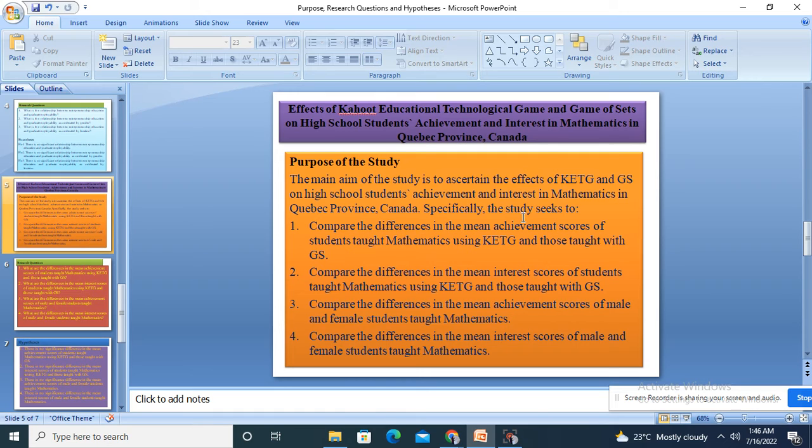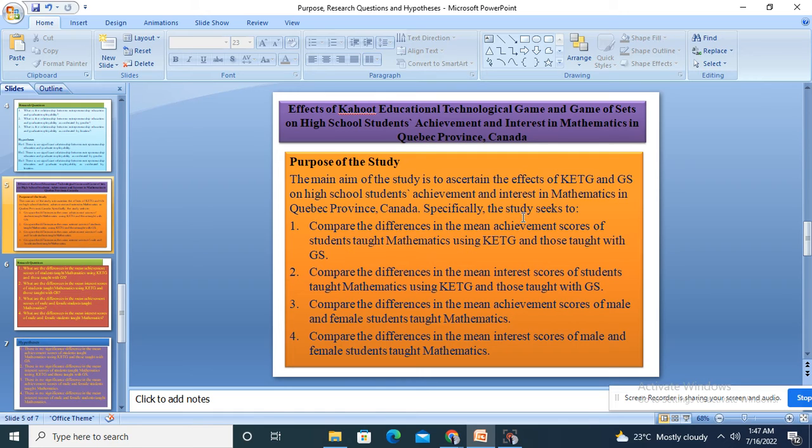Now, purpose of the study. You first state the main aim of this study. The main aim of the study is to ascertain the effect of KETG, that is the Kahoot educational technological game, and GS, which is game of set, on high school student achievement and interest in mathematics in Quebec province, Canada.